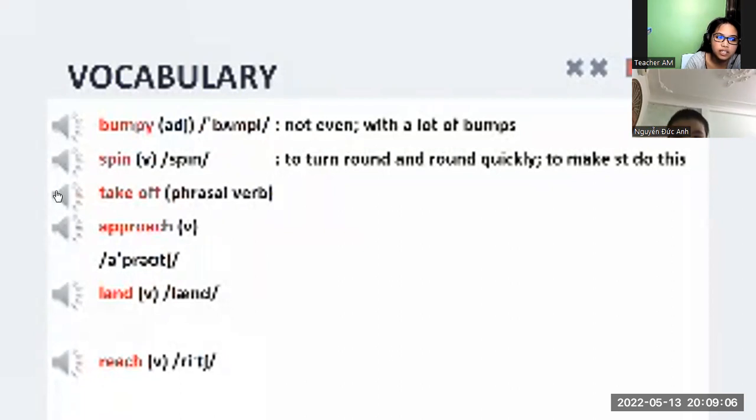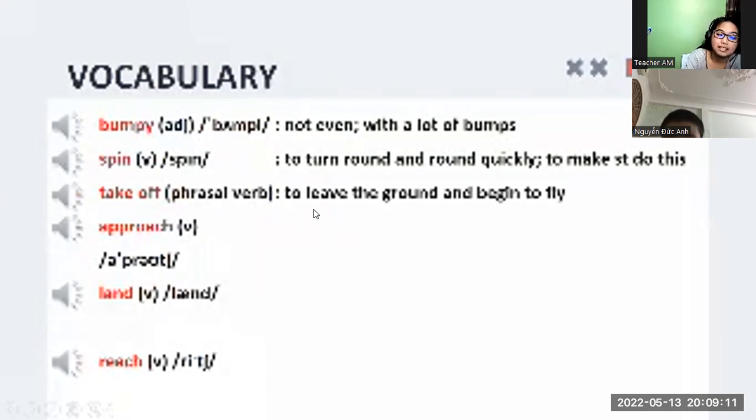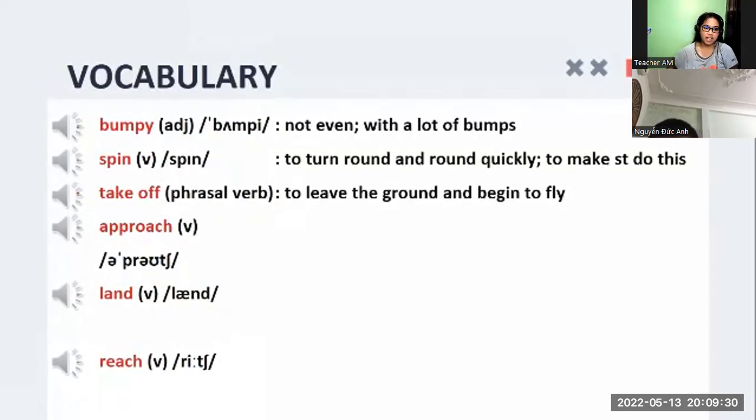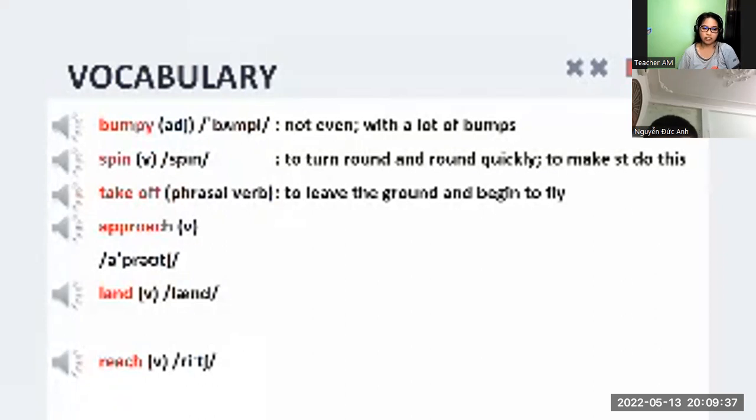Next, we have take off. Can you please repeat this one? Take off. Okay, take off. This means to leave the ground and begin to fly. For example, the first part when you ride an airplane is it's going to take off. The flight attendant will say, please fasten your seatbelt now because we're going to take off. That means that the airplane is starting to fly. Do you got it? Yes. Okay, so now I want you to use take off in a sentence.